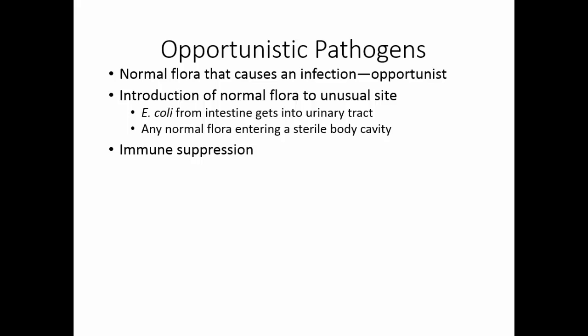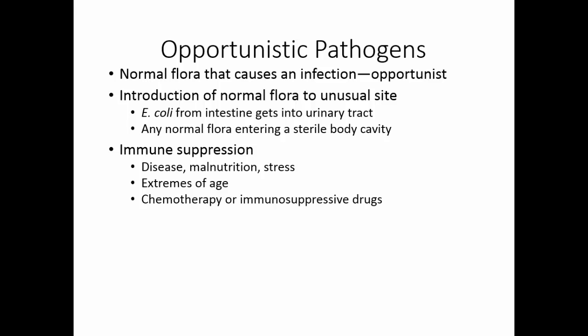If the person is immunosuppressed, then organisms can become opportunistic. People who are already sick with something, if they're malnourished, if they're under stress, this can suppress the immune system. Extremes of age, the very old and the very young, have immune suppression, and so does anyone who's on chemotherapy or immunosuppressive drugs. And the third way organisms become opportunistic is changes in the normal flora.